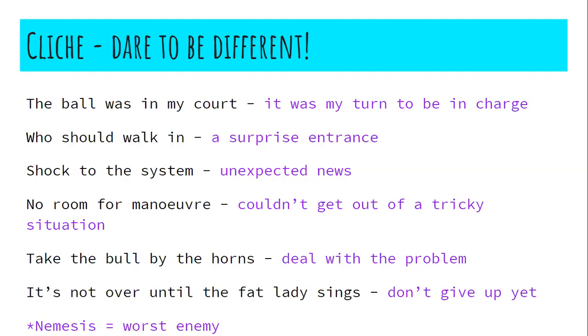So then, just when I thought the ball was in my court, who should walk in but my old nemesis, Miss Rumple? So instead of using the ball was in my court, I want you to try and change that and use something more interesting and exciting than a cliché. Instead of putting who should walk in, I was shocked and surprised to see my nemesis. So think about how you can play with those words, change the order, get rid of those clichés, and make that an improved paragraph, please. So pause me now and have a go at that.